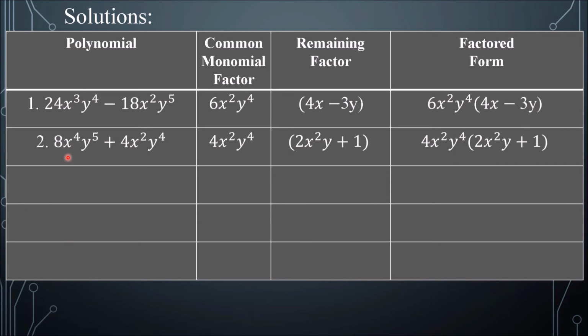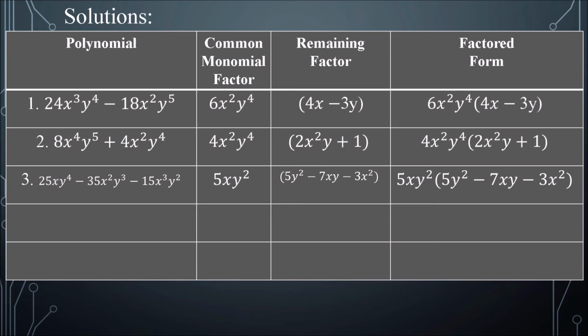Number 2, 8x raised to 4, y raised to 5 plus 4x squared y raised to 4. Common monomial factor, 4x squared y raised to 4. Remaining factor, after getting this from here, we have 2x squared y plus 1. Combining, we have 4x squared y raised to 4 times 2x squared y plus 1. That's the factored form and the final answer.